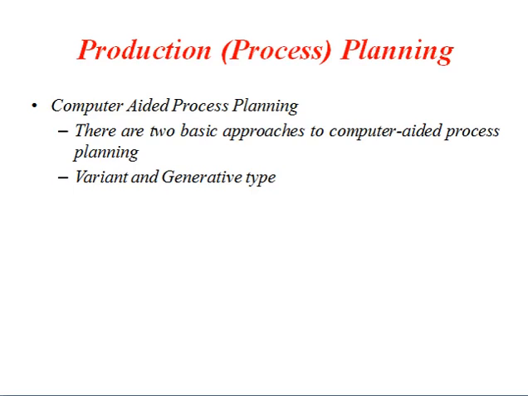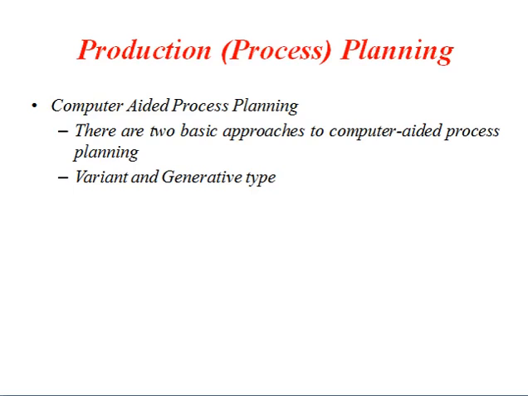In this computer aided process planning system, which we can also represent as the CAPP approach, we have two basic approaches. One is the variant type of computer aided process planning approach. The second one is the generative type of computer aided process planning approach. We will focus on both these approaches.